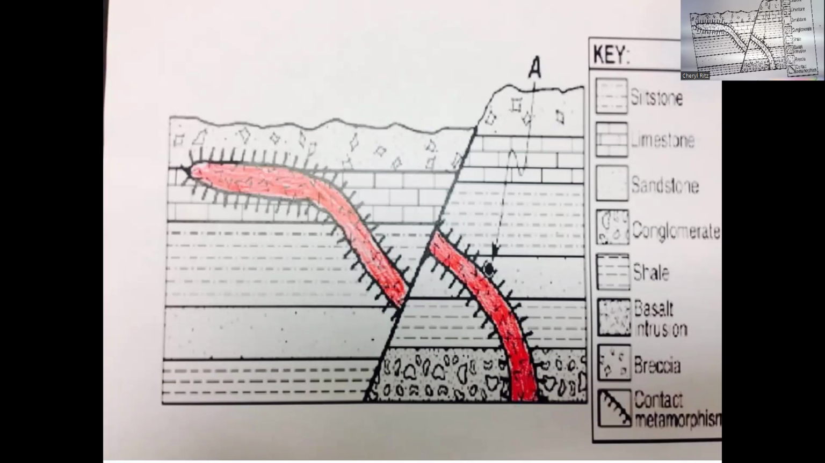Guys, can you break something that's not there? No, you cannot break something that's not there. So that fault, that intrusion had to be there to get broken. So I need you guys to keep that in mind. You always have to have the rock there to be broken. So the rock is older than the break.